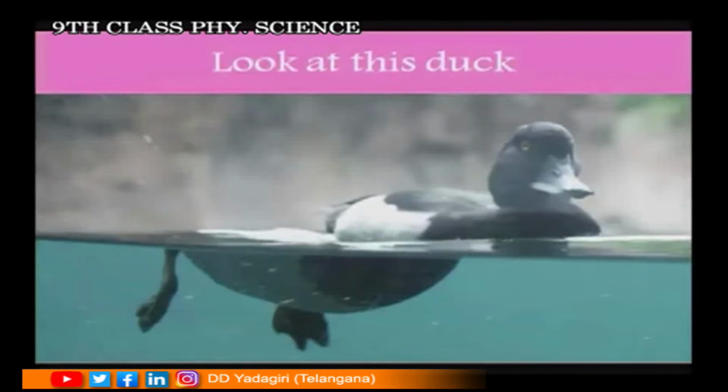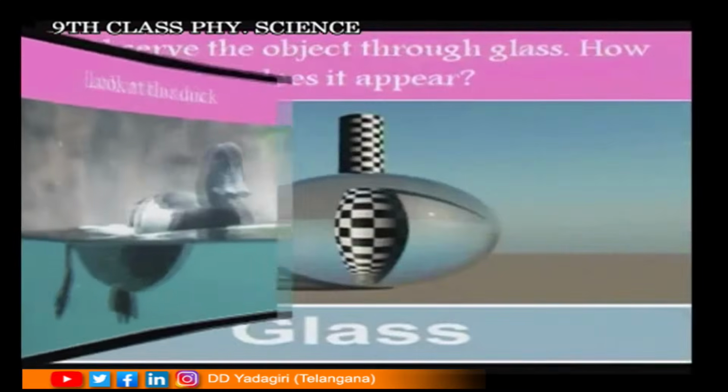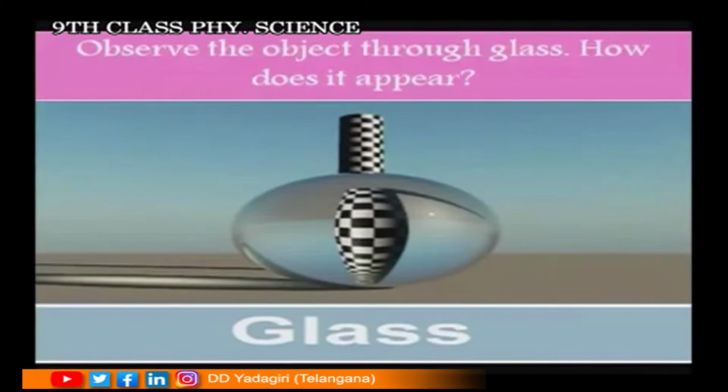That duck is swimming in a pool of water. The upper portion of the duck we can see normally, whereas the lower portion of the duck which is immersed in water is seen distorted. Why does this happen? Look at this. Observe the object through the glass. How does it appear? It appears elongated. Why is it so?